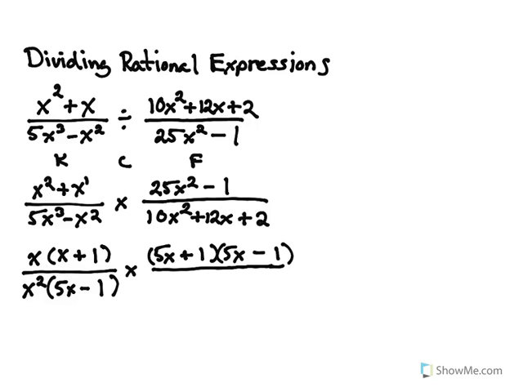So let's go ahead and do this off to the side. I'm going to write it over here: 10x squared plus 12x plus 2. We can actually factor out a GCF, and when we do that, we're going to get 2. And then that reduces the trinomial to 5x squared plus 6x plus 1.